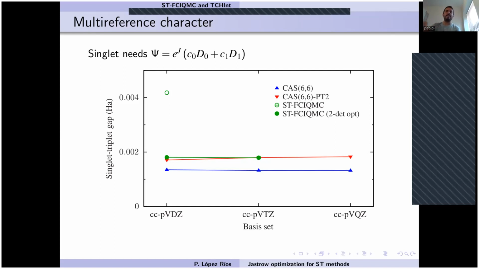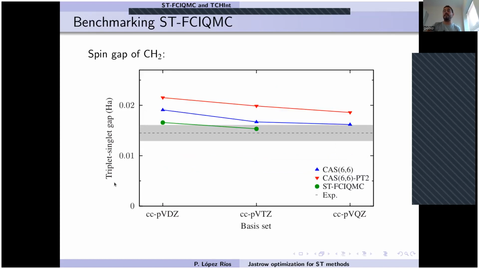When we add that second determinant, our results are dramatically better and in full agreement with the CASPT2 results. Now, a third case is the CH2 molecule. Again, we're doing this with Giovanni Limani, and he ran these calculations with CAS(6) and a PT2 correction. This is for the triplet-singlet gap in CH2, which is not trivial to reproduce. And indeed, the PT2 correction goes in the wrong direction.